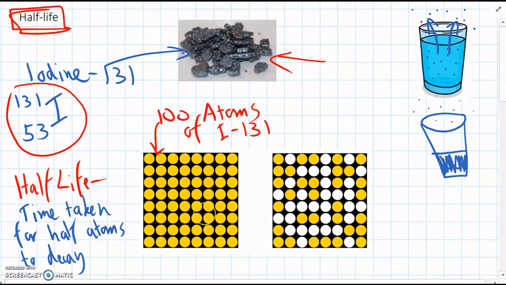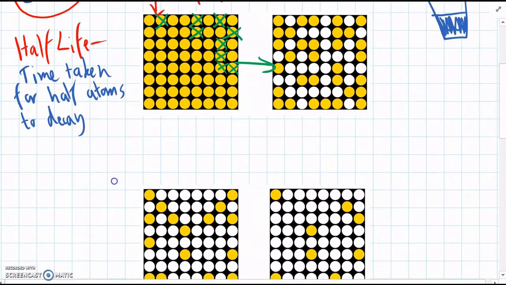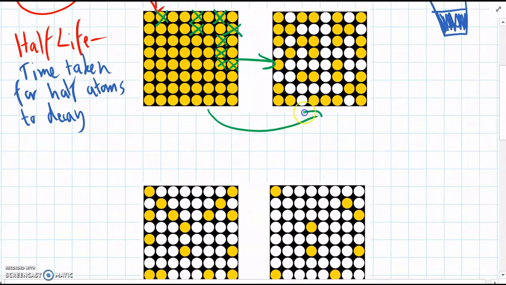So here's our 100 atoms. And for iodine, we can see in the next picture, half of them have become radioactive and they've decayed. Well, they were always radioactive, but they've decayed and turned into their non-radioactive form. So we call this time here 1 half-life.